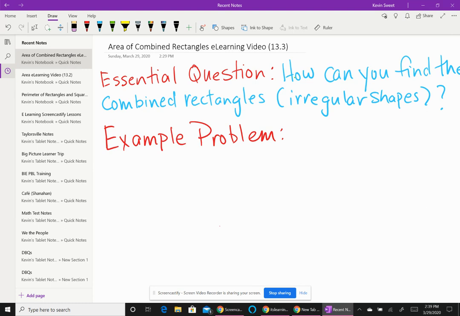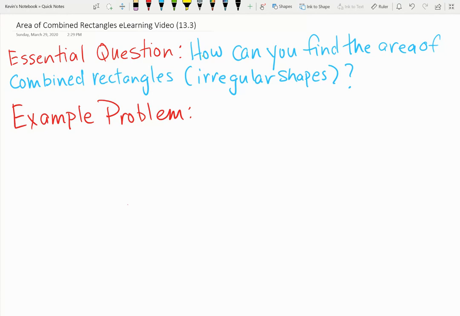So today's essential question is, how can you find the area of combined rectangles? And when we say the word combined rectangles, that is where you have two rectangles combined. You may also hear irregular shapes or rectilinear. But again, these are just combined rectangles, irregular shapes. So let's start with our example problem first.